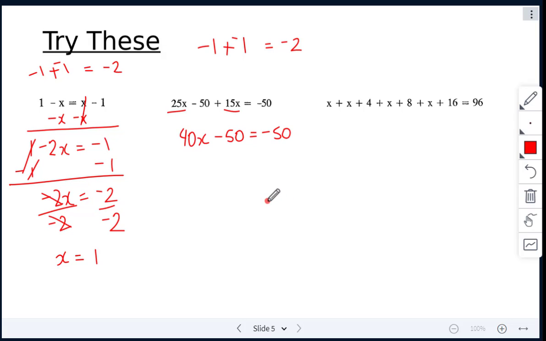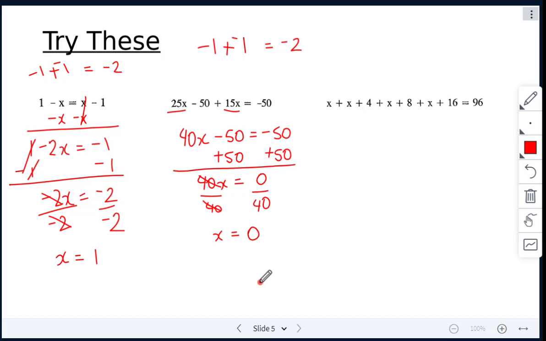All right, so now it looks like a type 2 equation. So we're going to add 50 to both sides. And we're adding 50 here. And we're left with 40x is equal to 0. Negative 50 plus 50 is 0. All right, if you want to finish here, you can, but we know it's going to be equal to 0. We're going to divide by 40, and we know 0 divided by 40, the answer will be 0.